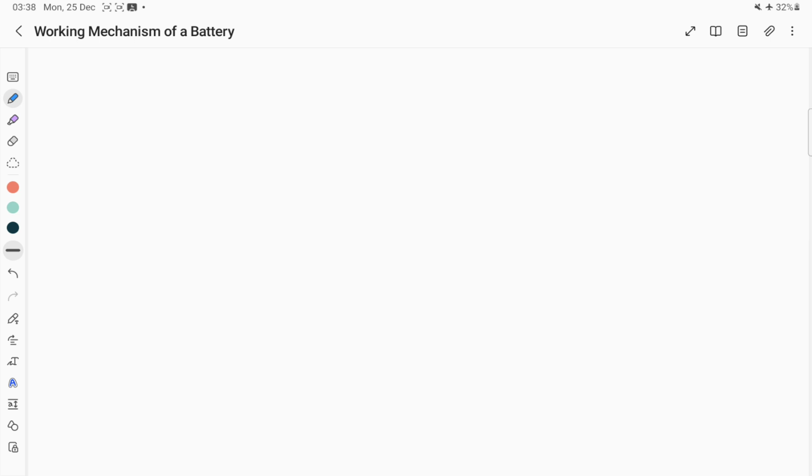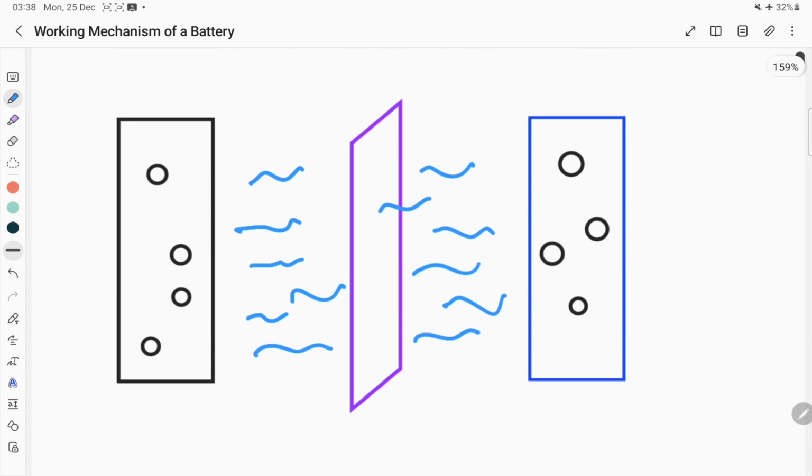Battery is one of the energy storage devices which is heavily used in day-to-day portable electronics, as you are using your phone, tablets, and nowadays people have started using these batteries in electric vehicles also. So it's a very important energy storage device. So let's see the working mechanism of a battery.